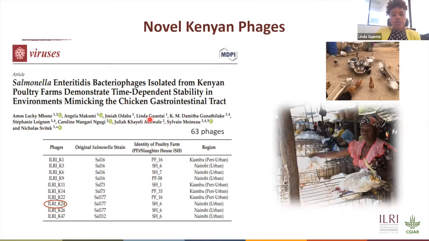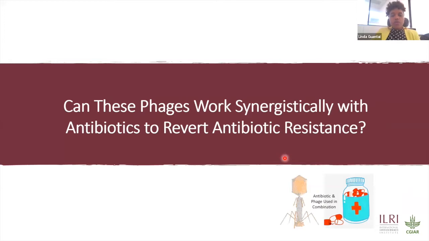We also obtained 63 phages, which have been shown in a paper that we recently published. And we use one of these phages, ILRI K24, that's here, and another one, ILRI K23, for this study where we're showing combination therapy. So our main aim was to tell if these phages can work synergistically with antibiotics to revert antibiotic resistance.